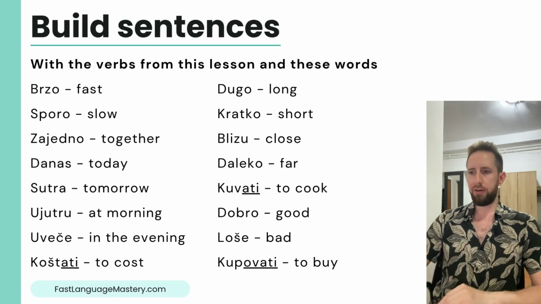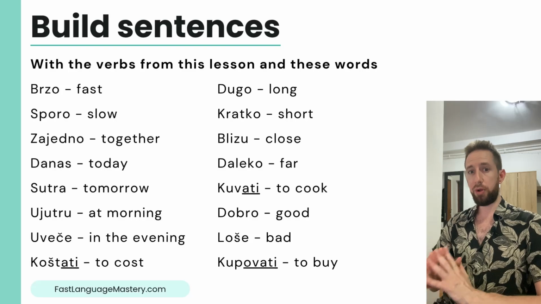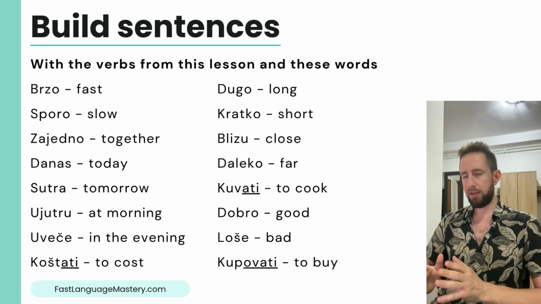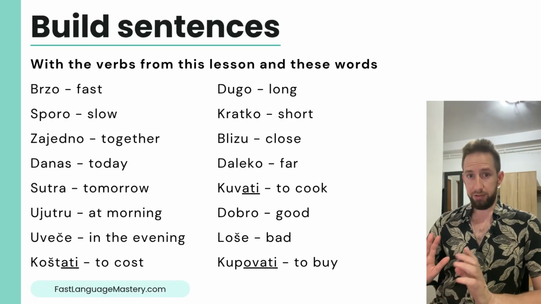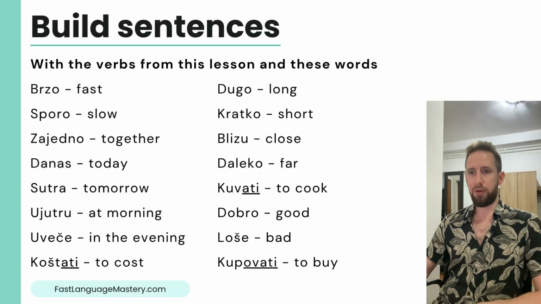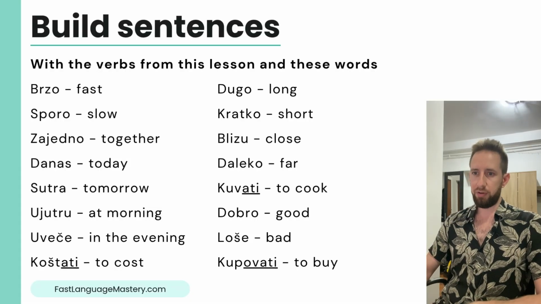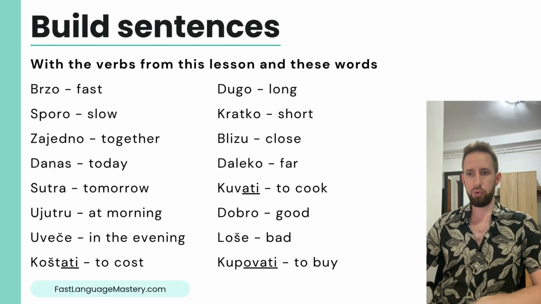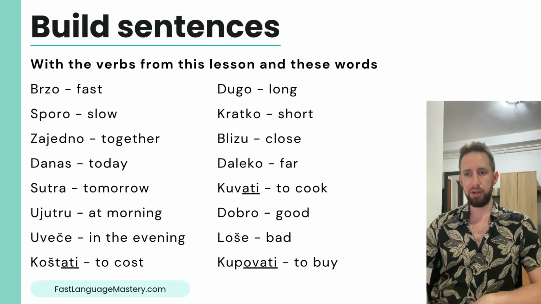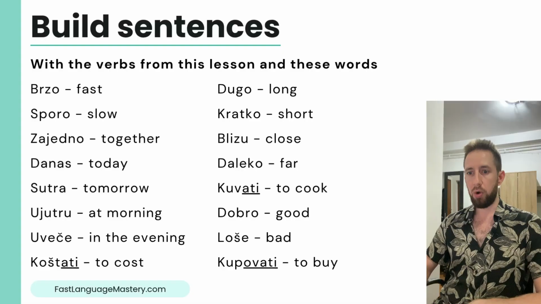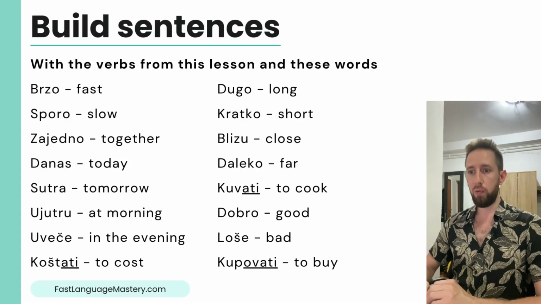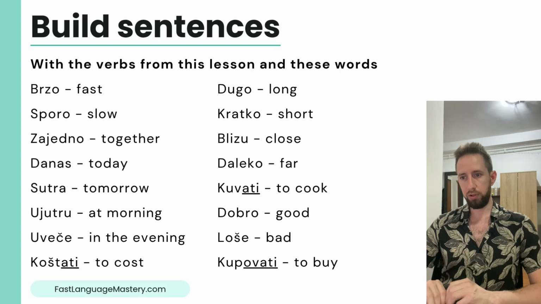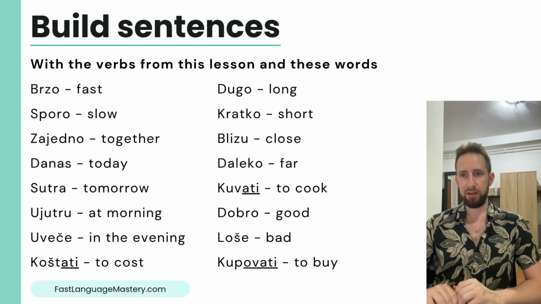Now, here is the exercise for you. Build sentences on your own with these words and verbs from the previous slides. I will read these new words for you. Brzo, fast, sporo, slow, zajedno, together, danas, today, sutra, tomorrow, ujutro, in the morning, uveče, in the evening, koštati, to cost, dugo, long, kratko, short, blizu, close, daleko, far, kuvati, to cook, dobro, good, loše, bad, kupovati, to buy.